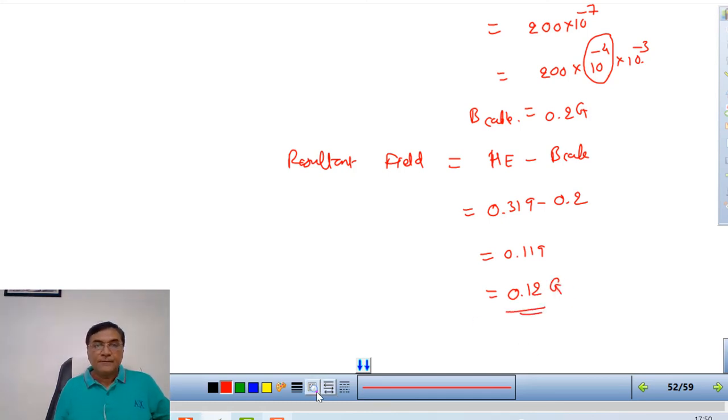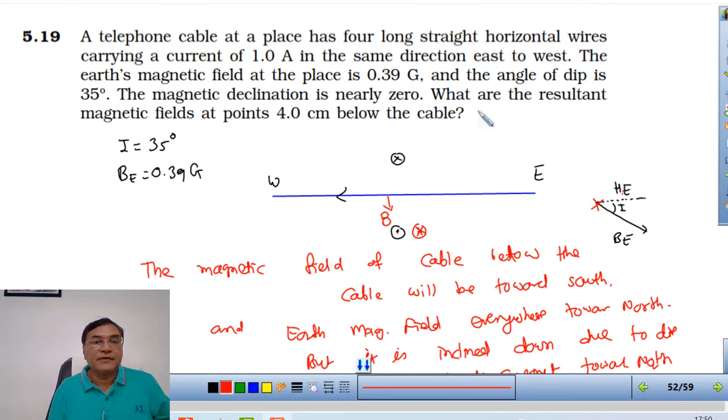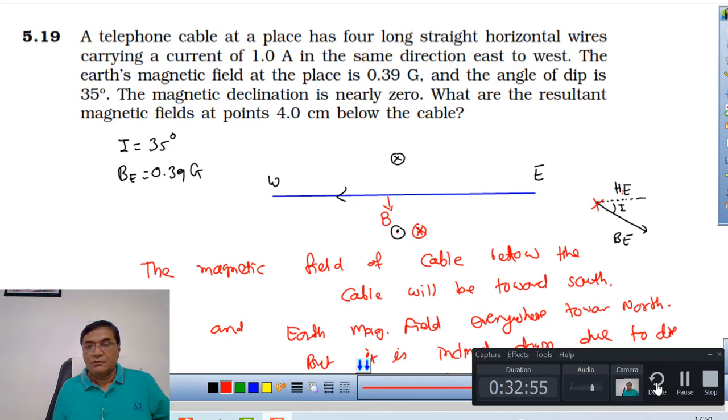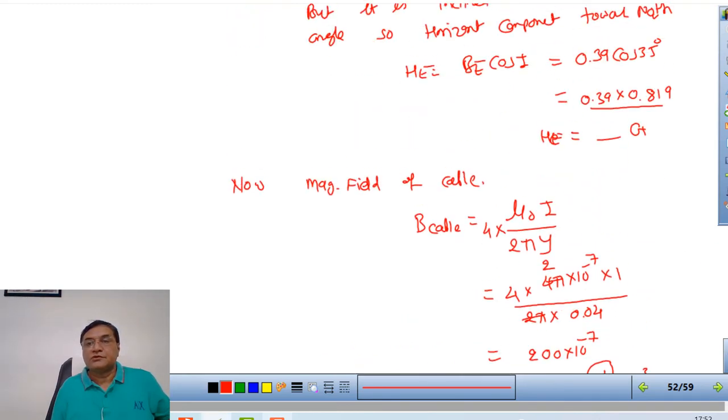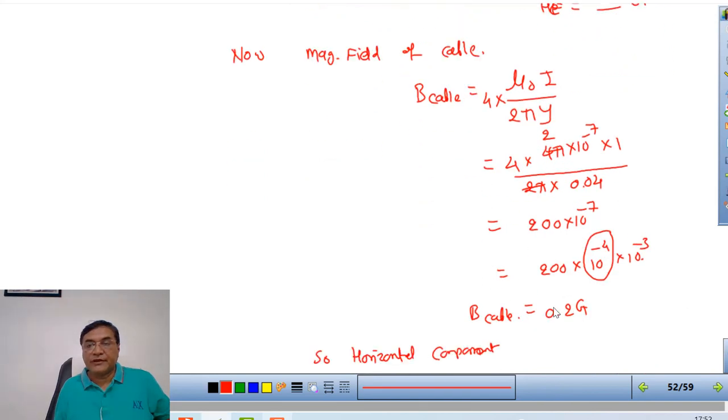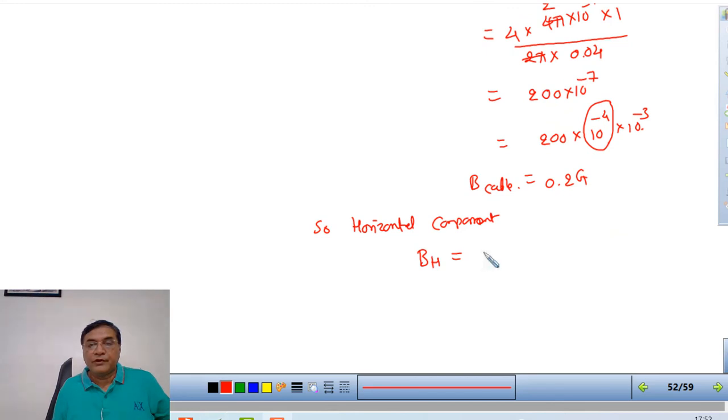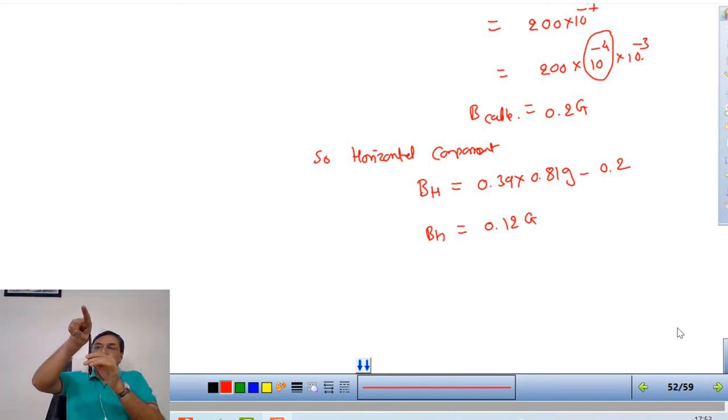Okay. Did you get that? What else is to be done? The resultant magnetic field at 4 centimeter below has come. So we found the horizontal component. What will it be? I'll name it BH, which is the product of these two. This is the horizontal component of the earth minus this value of the cable. So 0.39 into 0.819 minus 0.2. So that comes out to be 0.12 Gauss. This is the horizontal one. And the vertical component of the earth's magnetic field is still the original one, which I have to find.